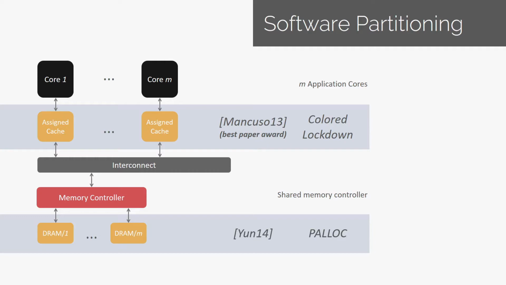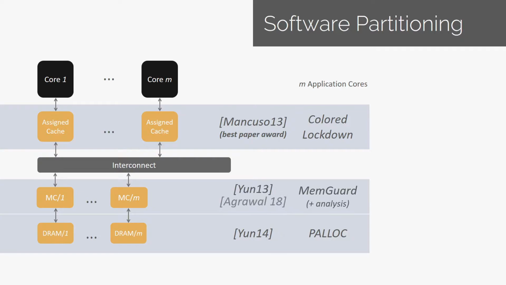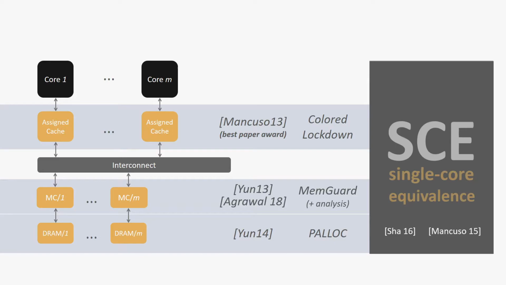And similarly, another technique has been developed to try to manage contention at the level of the memory controller, where in this case, we reason on bandwidth and we're able to partition the available bandwidth across the multiple cores. And so all of these techniques were originally consolidated into one unique framework called SCE, the Single Core Equivalence Framework, that tries to apply partitioning at different levels and take a multi-core platform and divide it into a set of equivalent single core platforms that could be analyzed.